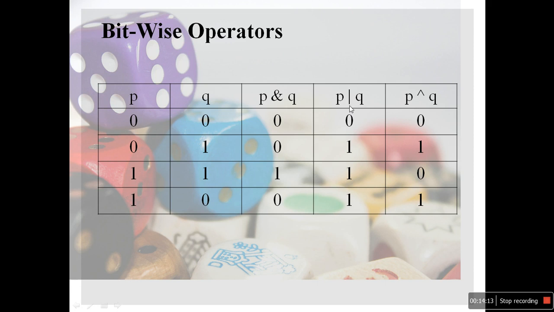That is the symbol of OR. 0 OR 0 is always 0, 0 OR 1 is 1, 1 OR 1 is 1, 1 OR 0 is 1.